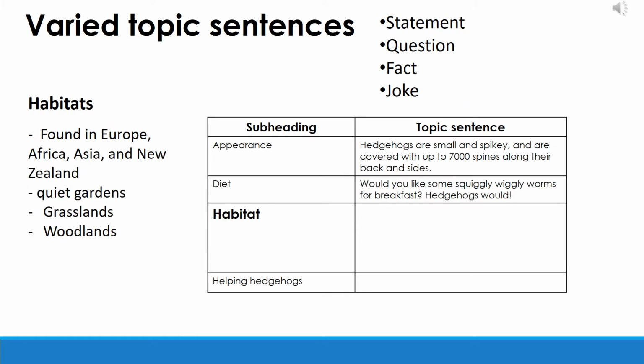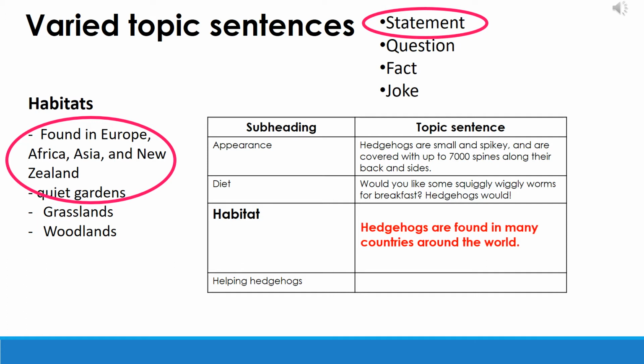For the next topic sentence, I'm going to use where the hedgehogs are found. I'm going to write a statement. I can say hedgehogs are found in many countries around the world. This is a nice, simple starter topic sentence.